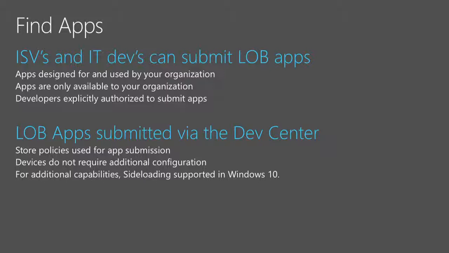So what will happen is the business store admin will enter in the email address of the developer they want to authorize. The developer then will get an invite. What they'll then do is click on that invite. They'll log into the developer center, and effectively it'll show the name of the organization that they're now authorized to submit apps on behalf of.